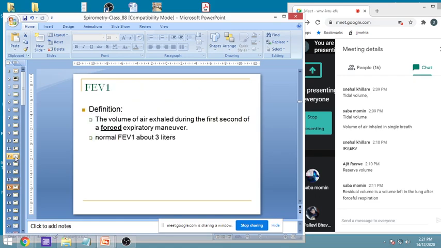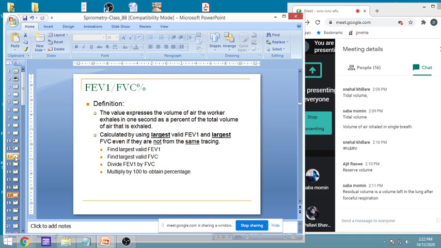The next is FEV1, very popular, that is forced expiratory volume of air in the first second of the forced expiratory maneuver. That is, when one tries to forcefully expire the air, what is expired in the first second. Normal FEV1 is around 3 liters.